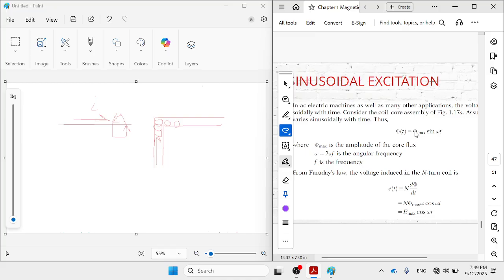Assume phi is phi max sine omega t. It means that our phi inside the machine is changing with time. So phi changing with time is equal to phi max in a sine form, sine omega t, in which omega is 2 pi f, correct? 2 pi f, where f is the frequency of our system.